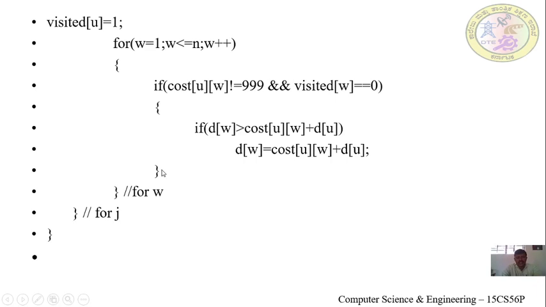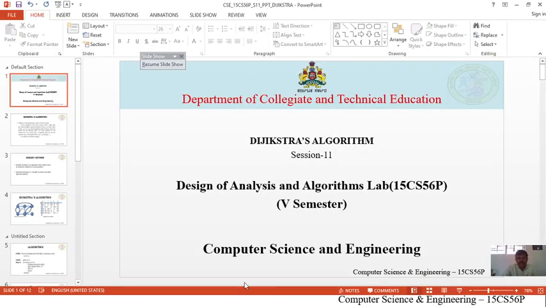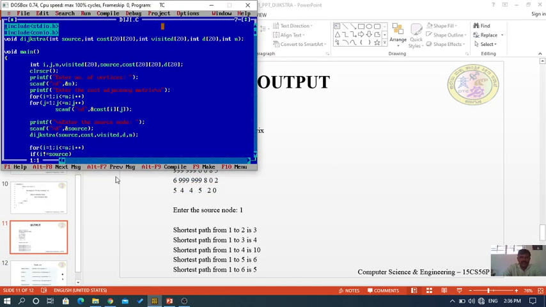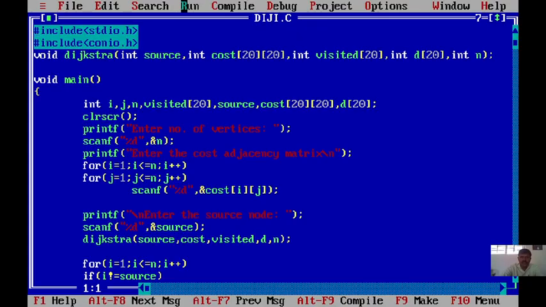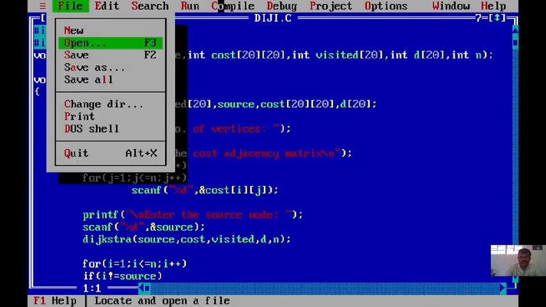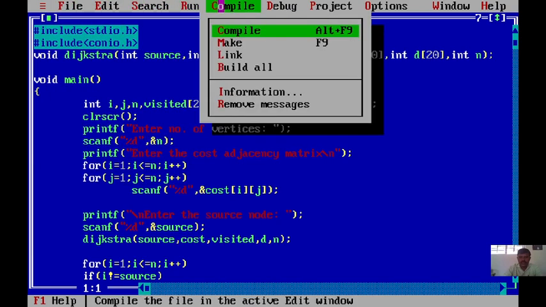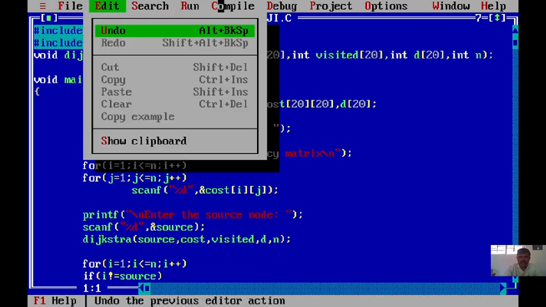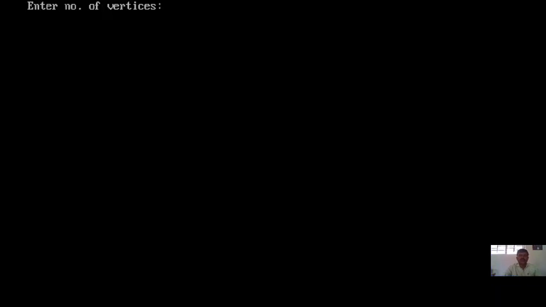So let us go to the Turbo C program part. Going to compile. Okay, now let's run the program. Number of vertices: 6. Enter the cost matrix.